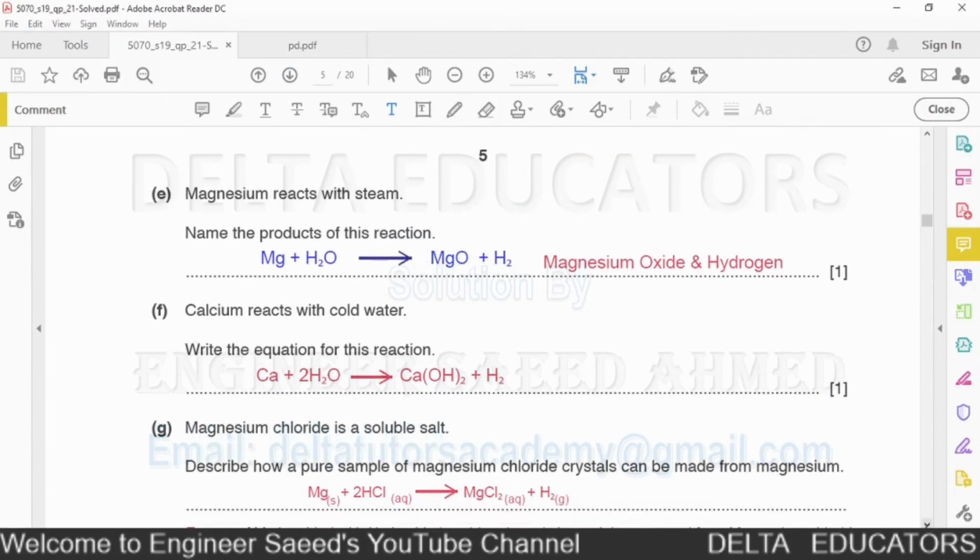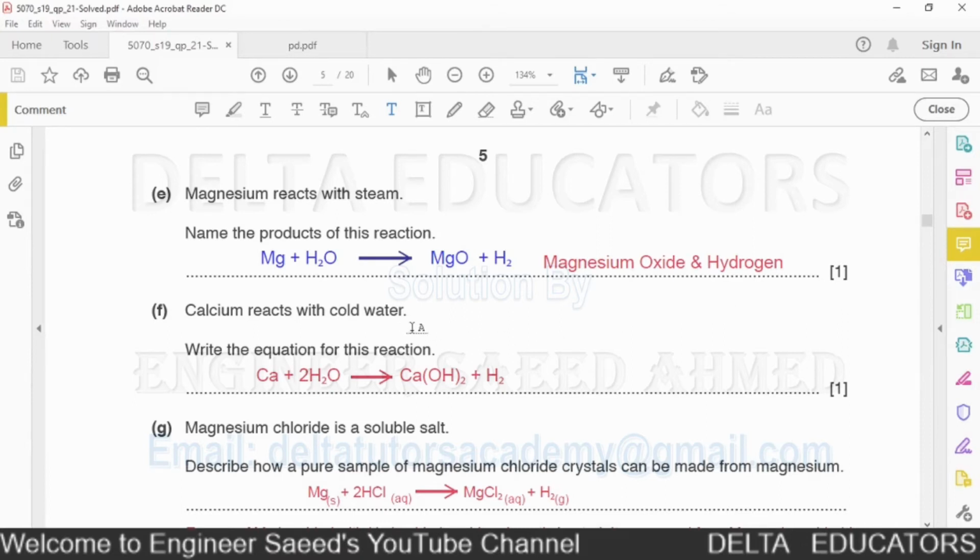Part E. Magnesium reacts with steam. Name the product of the reaction. When we react magnesium with steam, we get magnesium oxide and hydrogen. So we just have to write here magnesium oxide and hydrogen gas.